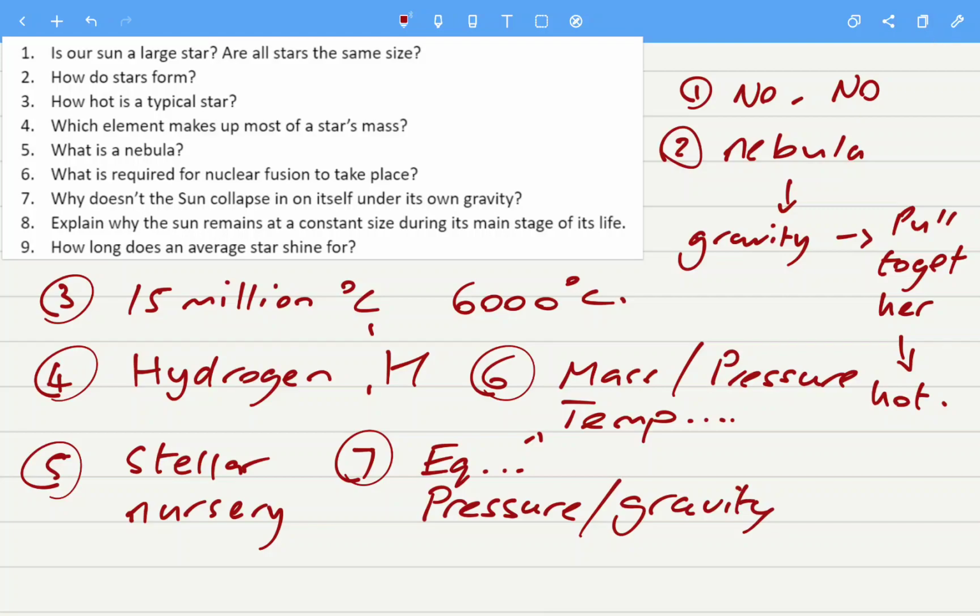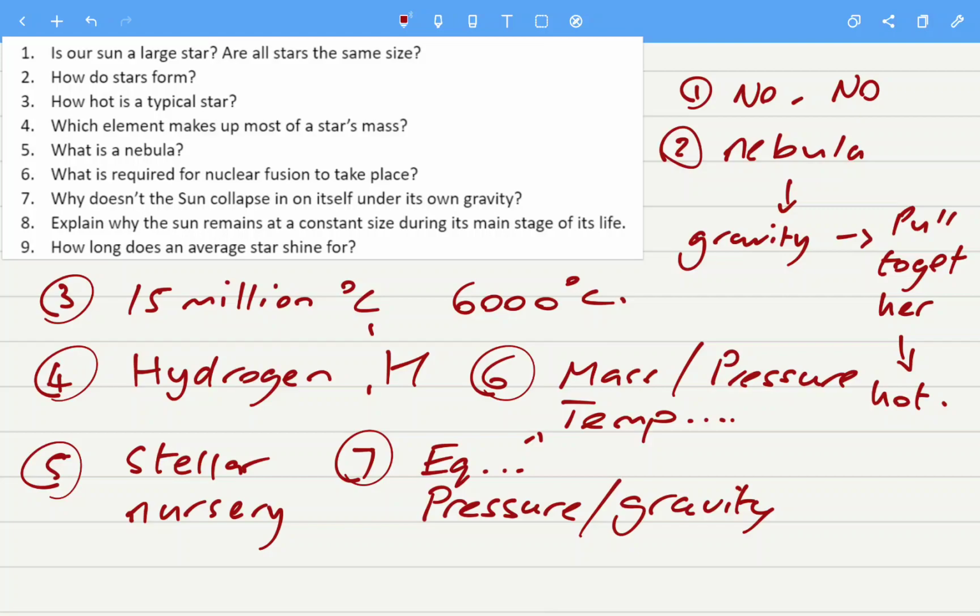Why does the sun remain at a constant size? Exact same reason. You know that the constant conversion of the hydrogen within the sun, due to nuclear fusion, creates massive amounts of pressure acting outwards. And the sun, an average star, has got enough fuel to keep it going for a long period of time in that main stage or main stable period.